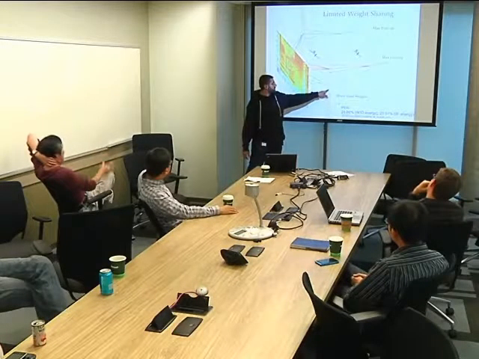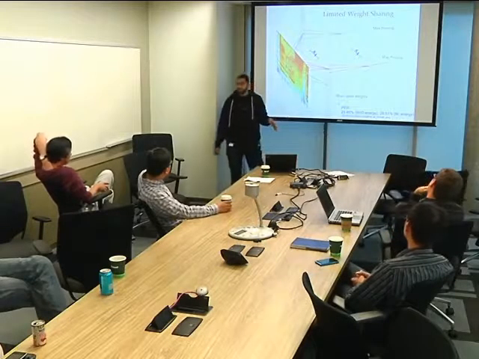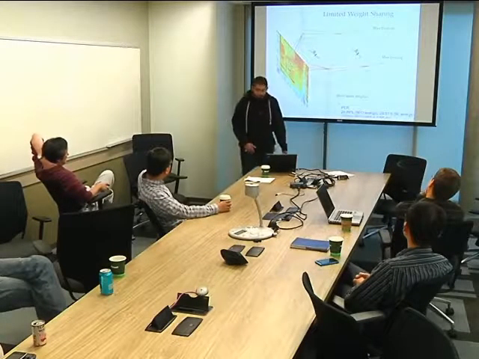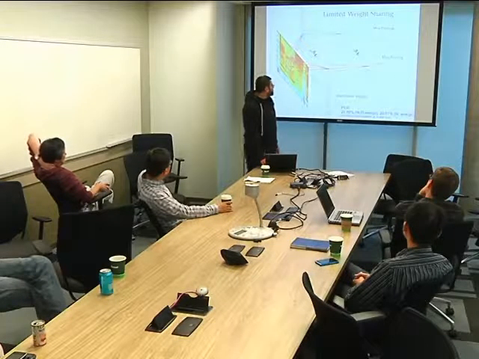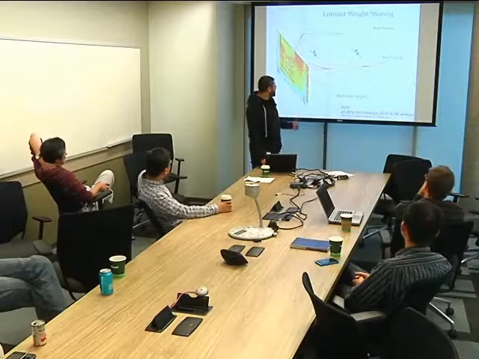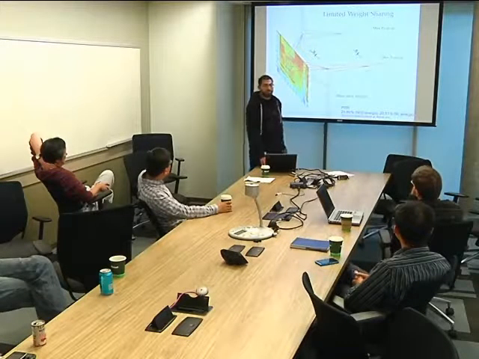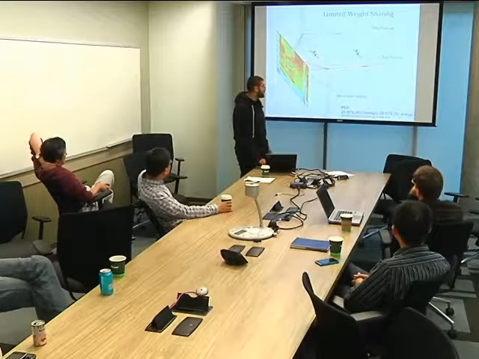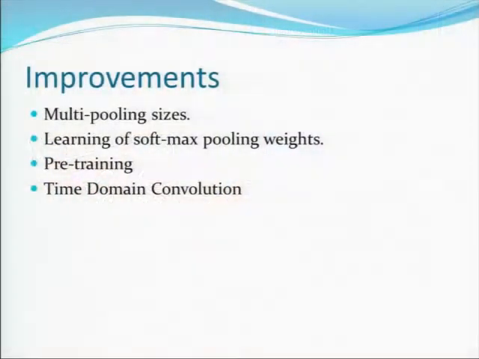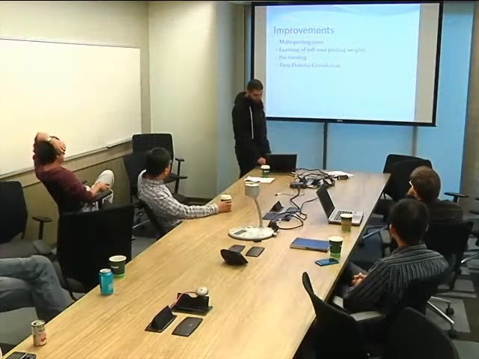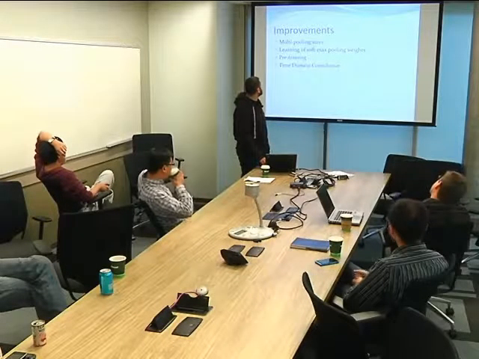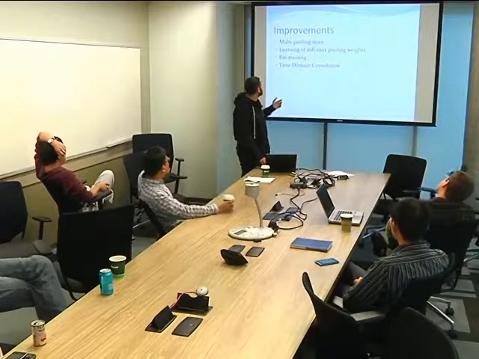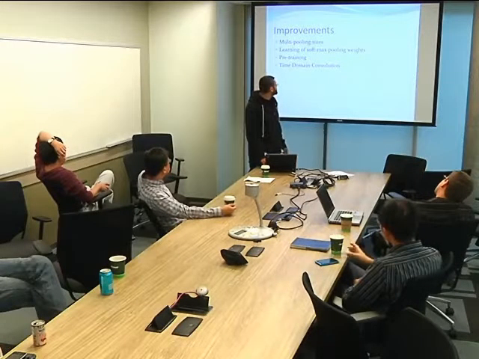Yes, but this node doesn't see the whole spectrum, so it can't compute the energy of the whole spectrum. So actually, this model is the same as the one in the ICASSP paper. Then I tried some ways to improve the model. First I tried multiple pooling sizes, then learning softmax pooling weights, pre-training, and adding time domain convolution.